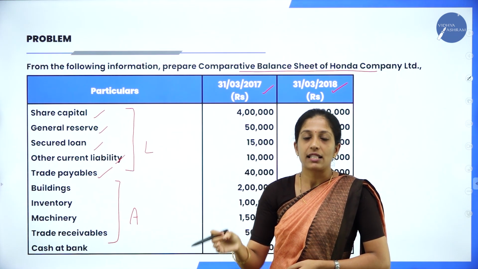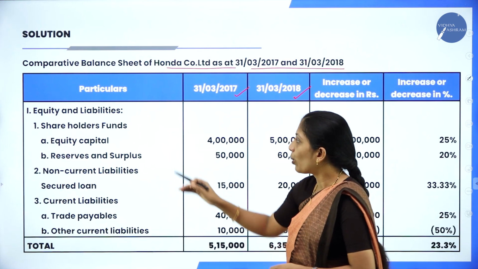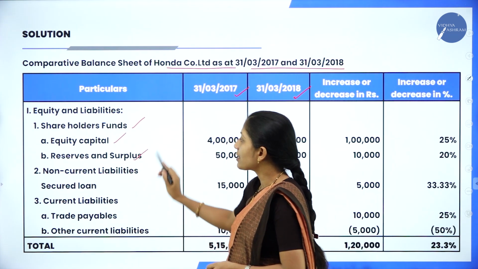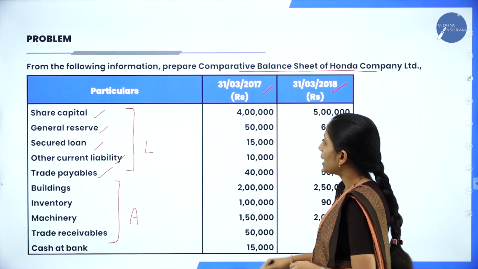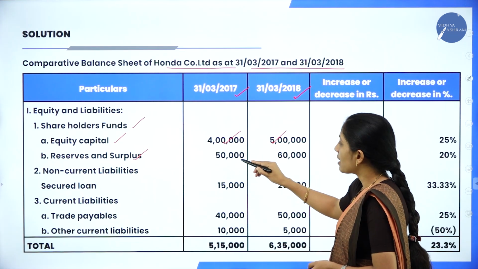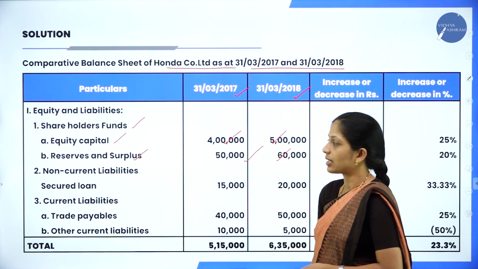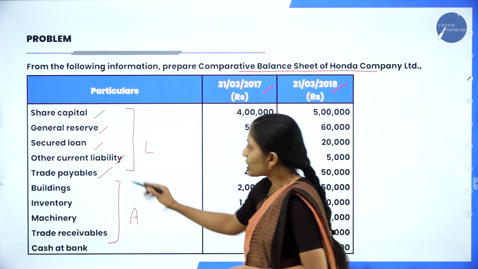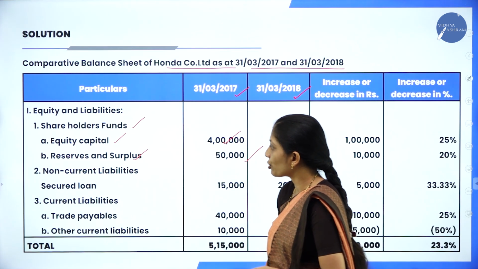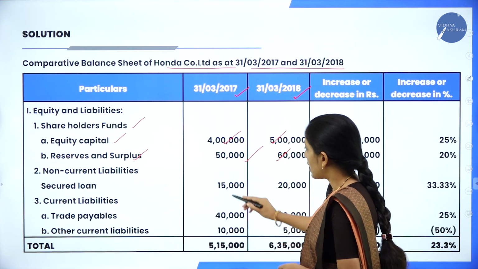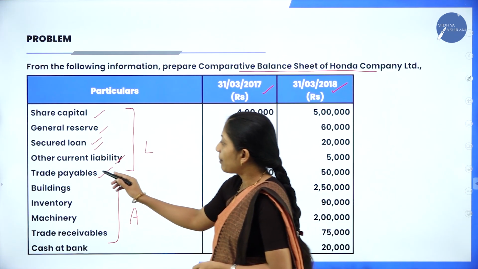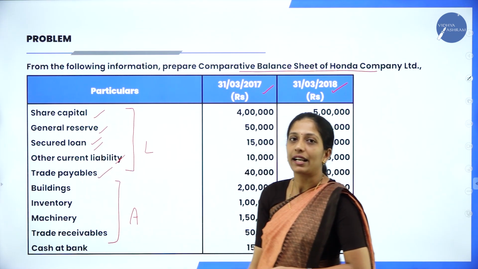Equity and liabilities. Under that first one, shareholders fund. Under that, equity capital, reserves and surplus. So, we will write equity share capital. How much? 4 lakh and 5 lakh. Reserves and surplus 50,000 and 60,000. Next, secured loan comes under which heading? Non-current liabilities. So, you will show that non-current liability, under that secured loan 15,000 and 20,000. Next, current liability, we have trade payables and other current liability.